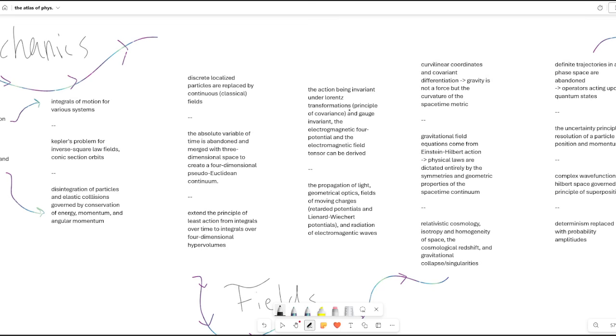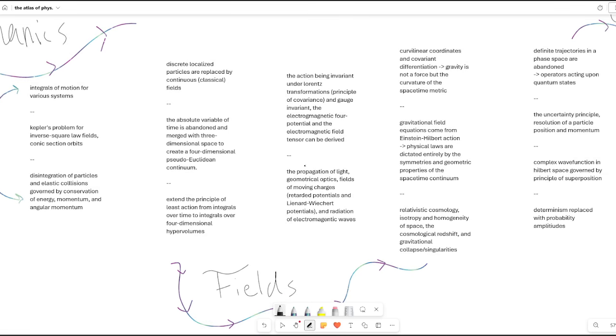Now, so that's what's important. And then, of course, with the idea of Lorentz transformations and gauge invariance, the four tensors, or the electromagnetic four-potential, allow us to create this electromagnetic field tensor that encodes both the electric and magnetic fields.